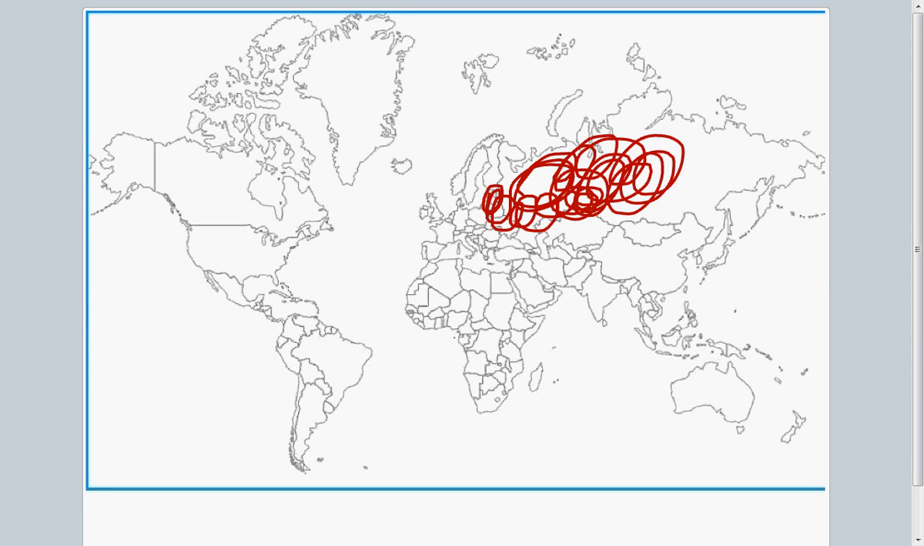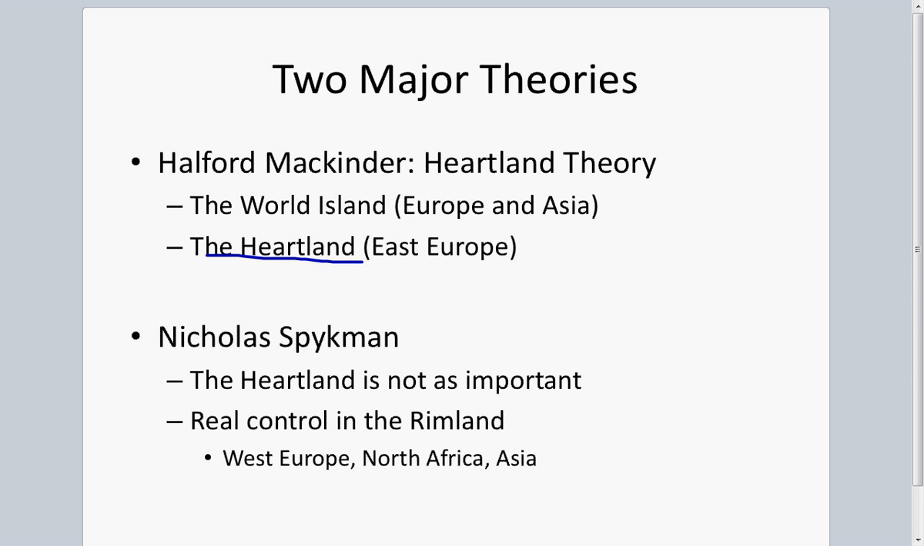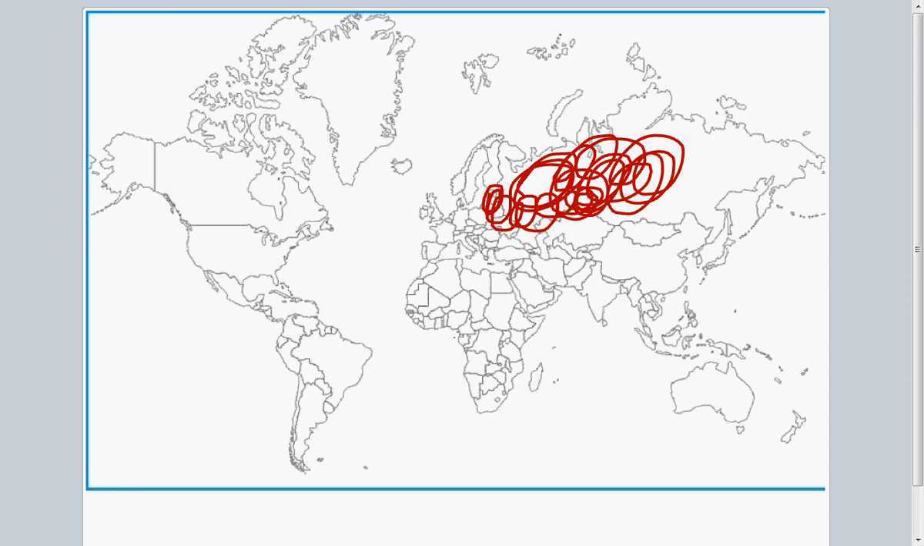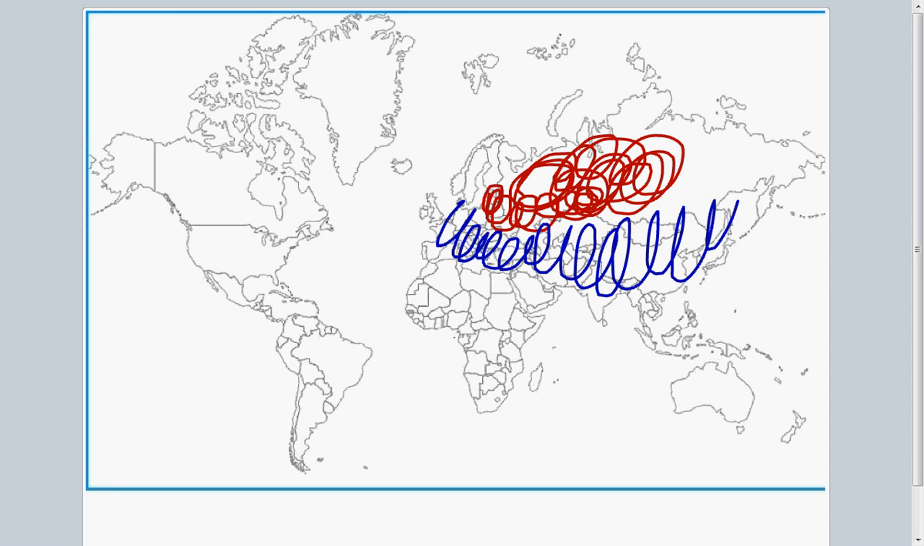Now, one of his students was Nicholas Spykman. Spykman disagreed with this, and he developed the Rimland theory. Rimland theory is probably a little more accurate when you're looking at today's political situation. He said that real control of political power could be found in the coastal areas surrounding the heartland, so Western Europe, Northern Africa, and pretty much the rest of Asia, all this area here in blue. That's Spykman's Rimland. That's where he says political control will be amassed.